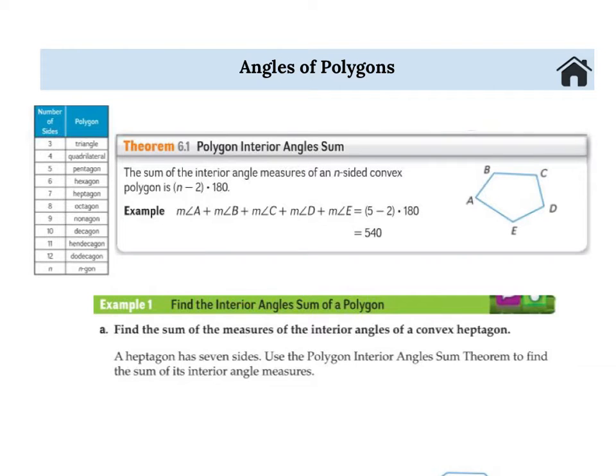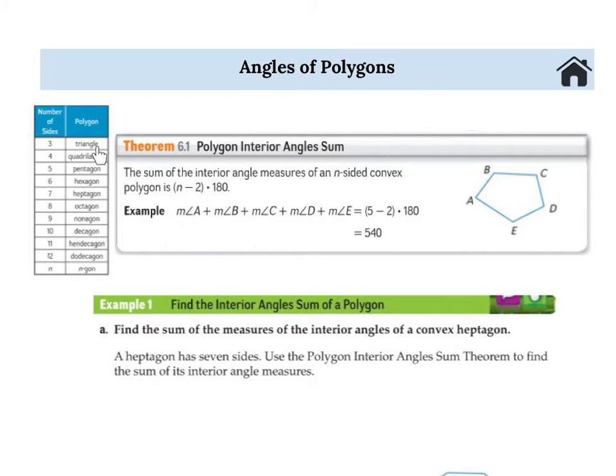Hey everybody, so we are starting on Unit 7 today. Specifically today we're going to be talking about the angles of polygons. So quick little overview, a polygon is just a multi-sided shape: 3, 4, 5, 6, 7, 8, 9, 10, 11, 12 plus.